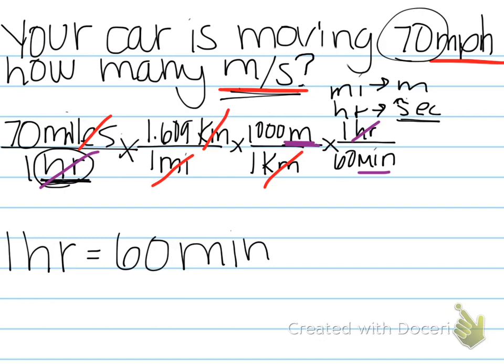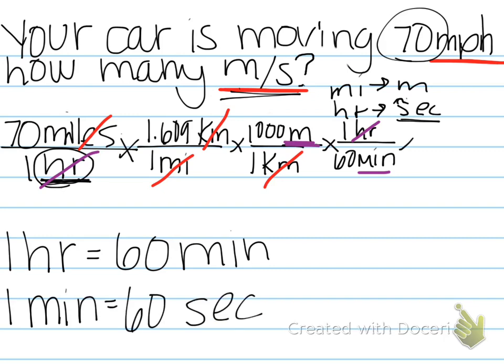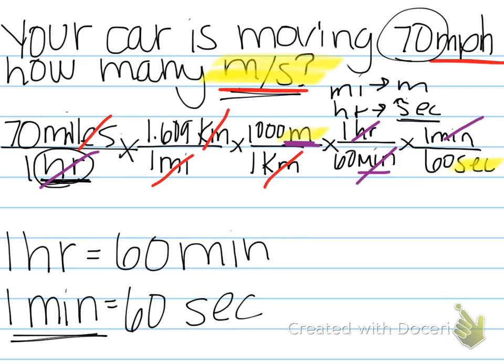We need to go to meters per second. We also know that 1 minute equals 60 seconds. I need minutes to cancel, which means that minutes in my equivalent statement needs to be on top. 1 minute equals 60 seconds. So minutes are now going to cancel, and I'm going to be left with meters per second. And what do I want in the problem? I want meters per second.